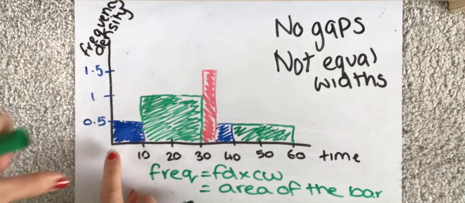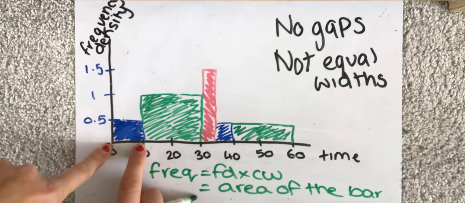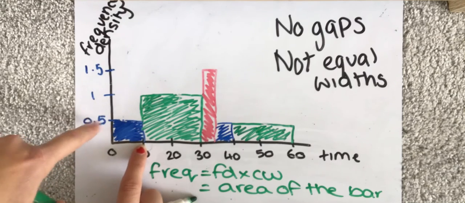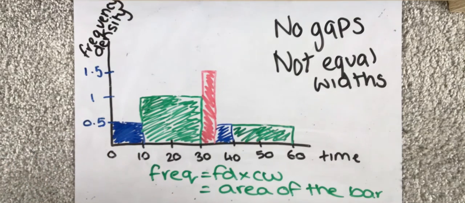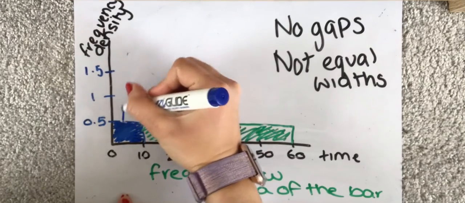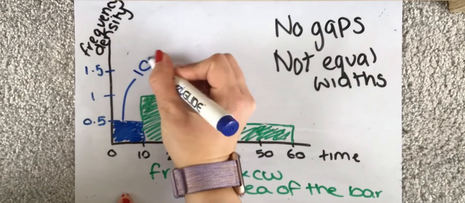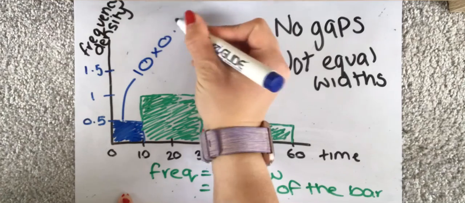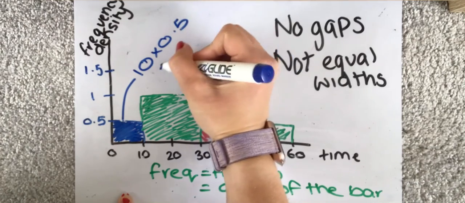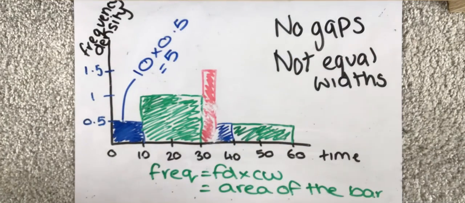Okay, if you imagine if I look at this bar, my class width is there, my frequency density is there. So if I times the two together, I'm going to find out what my total frequency is. Okay, so if I look at this one, my class width is 10. My frequency density is 0.5. So I would just do 10 times 0.5 and my frequency is 5.